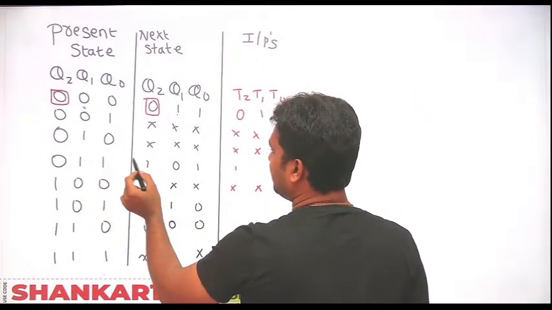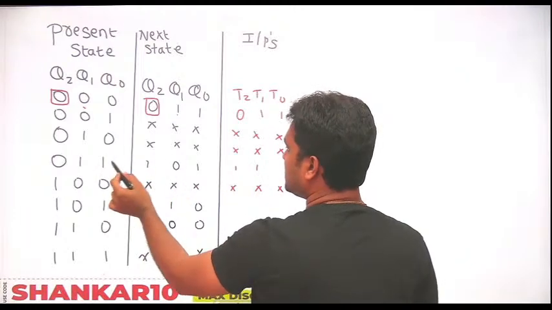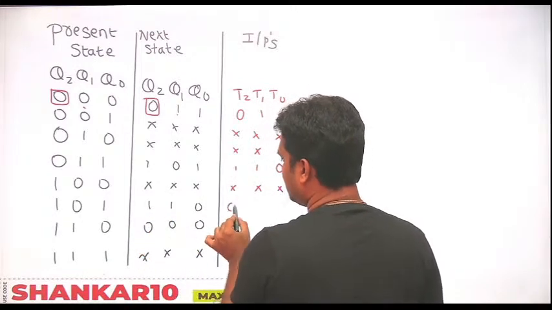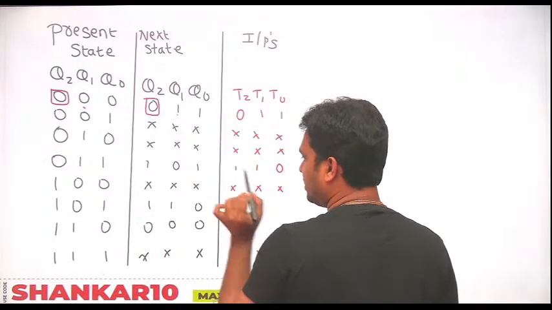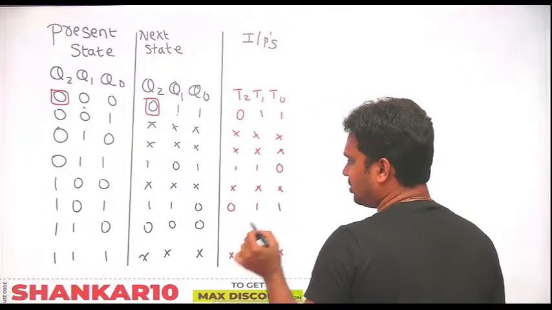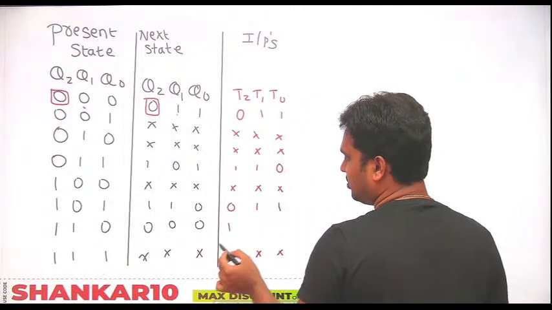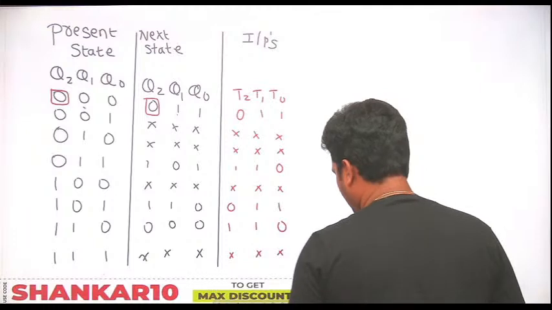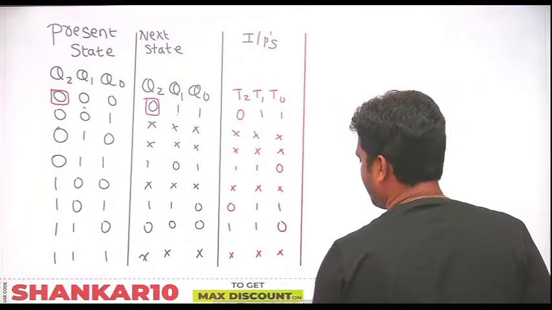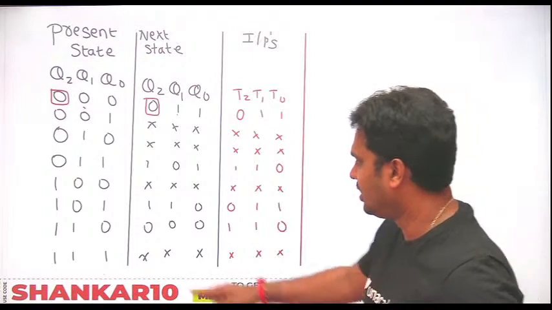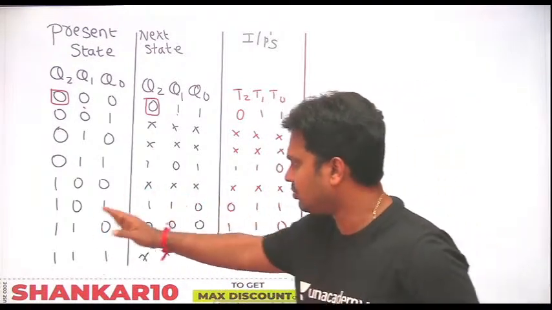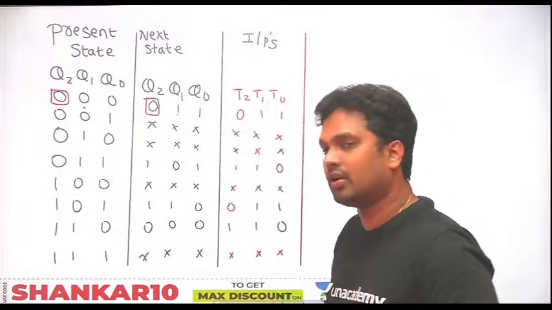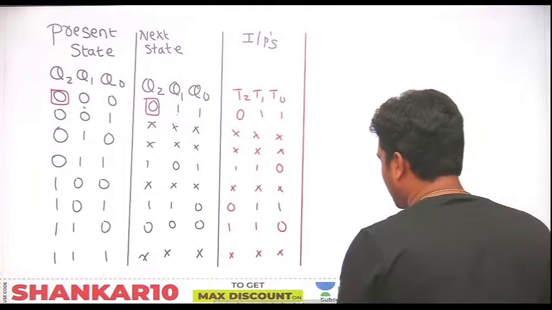Present state, next state different: 1. Different: 1. Same: 0. Same: 0. Different: 1. Different: 1. Different: 1. Same: 0. Is it clear? If the present and next are the same, you should give 0 as the input. If they are different, you should give 1; presently 1, next you want 0, means you should give 1 because it is a toggle flip-flop. So you should make 3 K-maps.